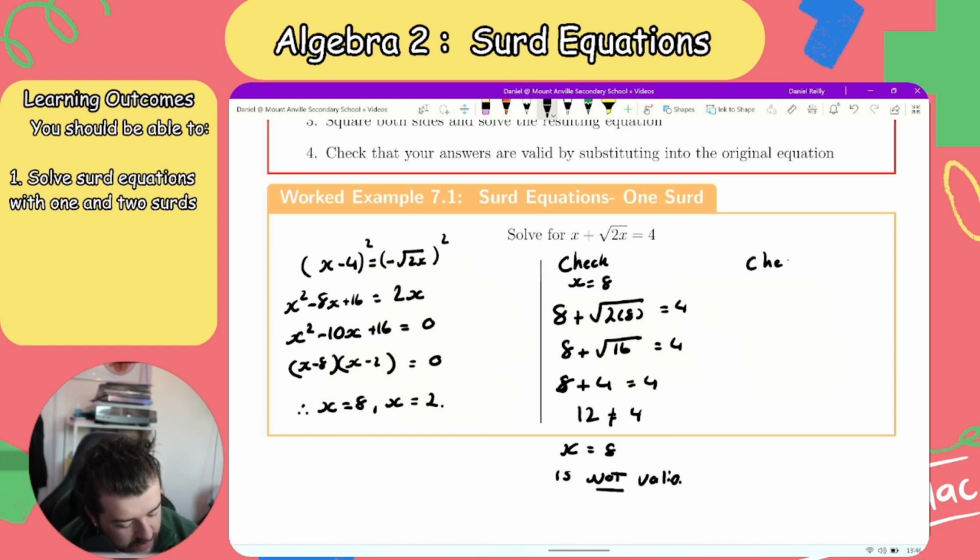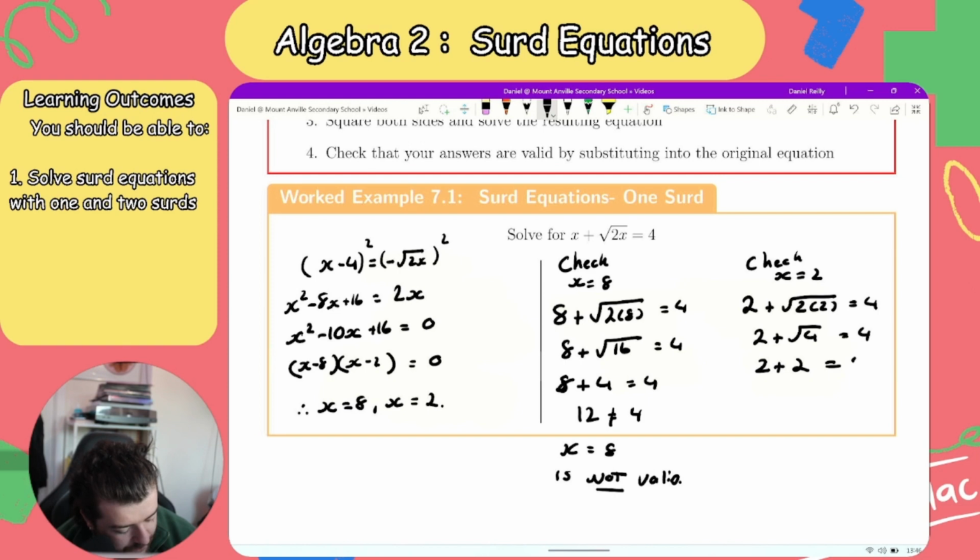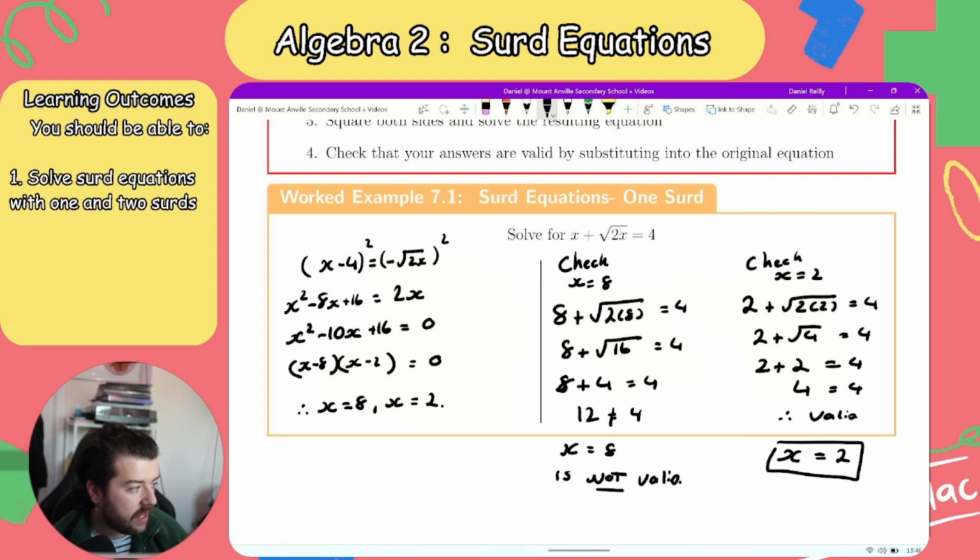Let's check the other one, x equals 2. I have 2 plus root 2 times 2 equals 4. 2 plus root 4 equals 4. Root 4 is equal to 2. 2 plus 2 is 4. 4 is equal to 4. That is valid. So x equals 2 is my only solution here. And that's all we need to do.